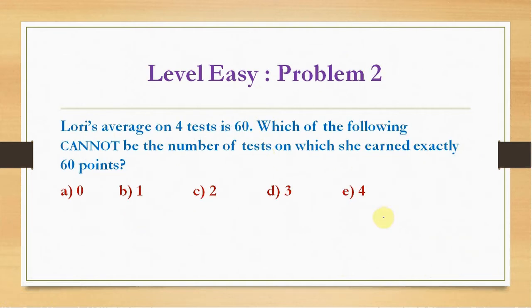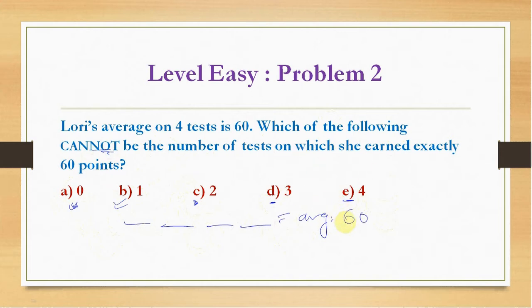Now let's go to the second problem. The second problem says that Lori's average on 4 tests is 60. So she has taken 4 tests, 1, 2, 3, 4, and the average score is 60. Which of the following cannot be the number of tests on which she earned exactly 60 points? So we have to check whether she can earn 60 on exactly 0 tests, exactly 1 test, exactly 2 tests, exactly 3 tests, or exactly 4 tests. Let us examine one by one.